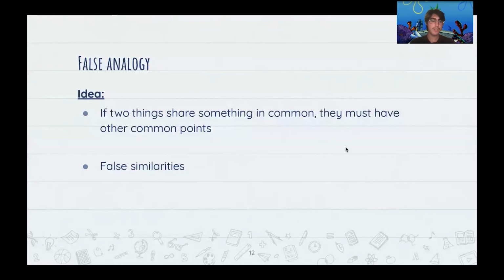This other fallacy is called the false analogy. The idea behind this fallacy is that if two things share something in common, they must have other common points.